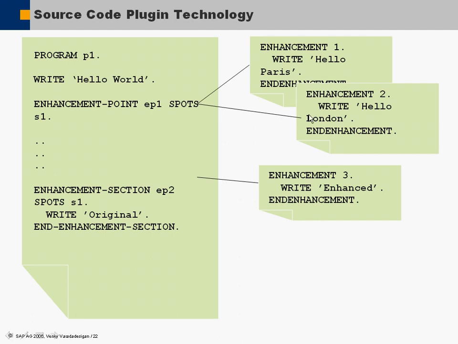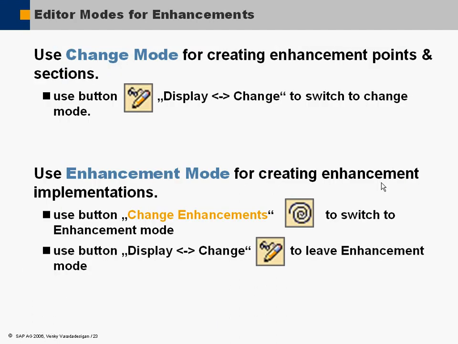Again, these are switchable by switch framework. So based on the status of the switch, either or both of these implementations could be active. Whereas the enhancement section, you have write original, and that is being implemented as write enhanced. So when you execute this program, if this section implementation is active, then the write original will not be executed, whereas the write enhanced will be executed and printed.